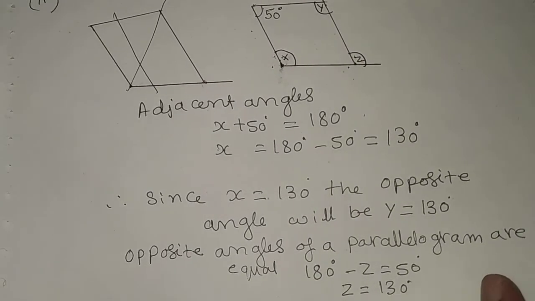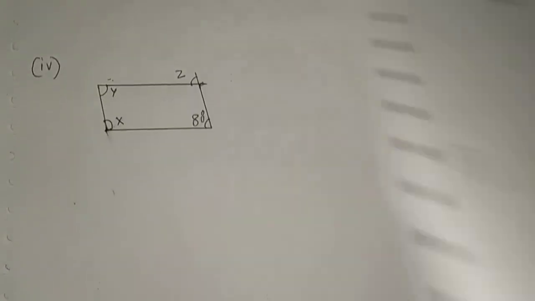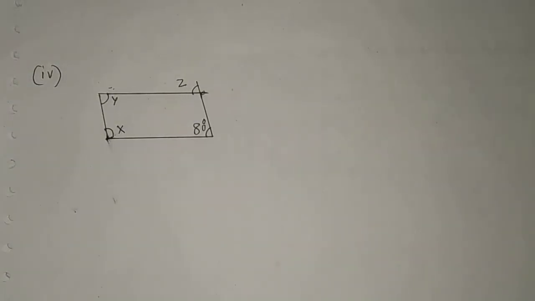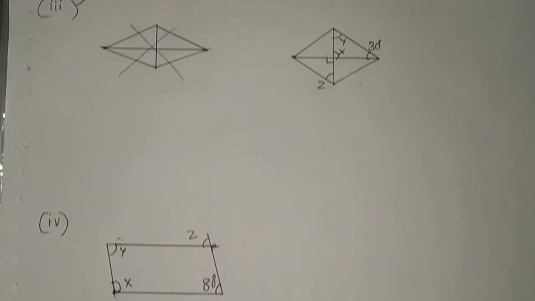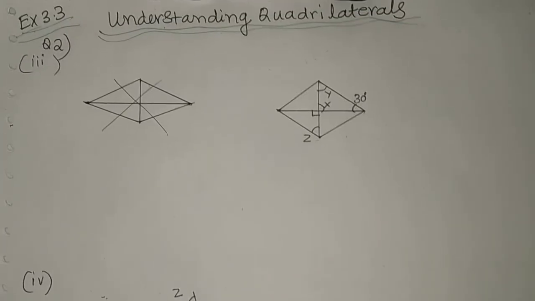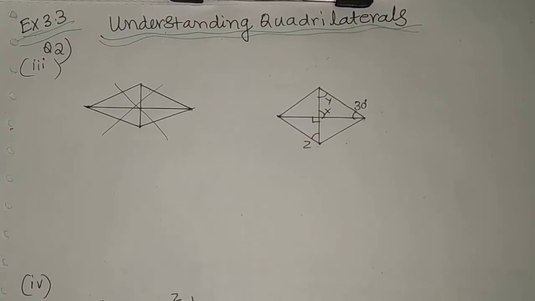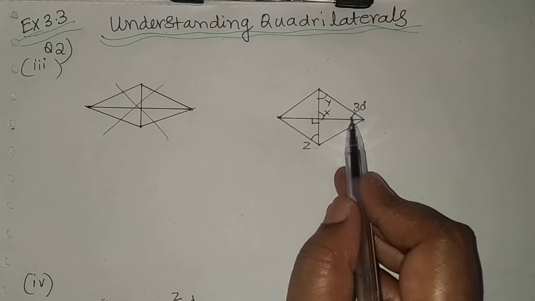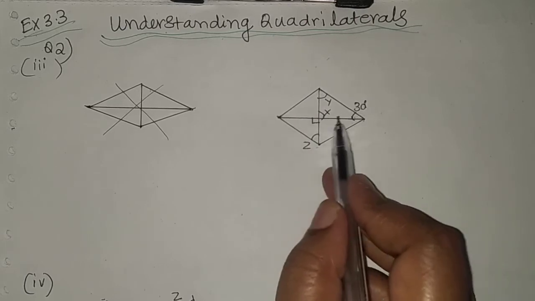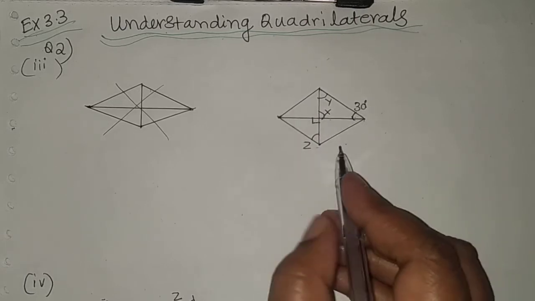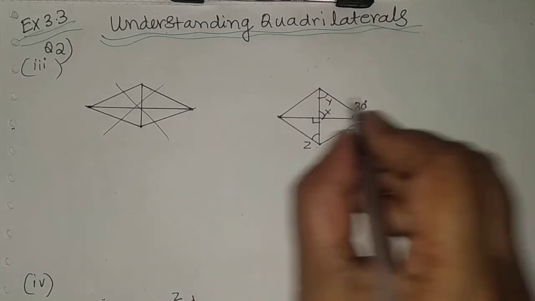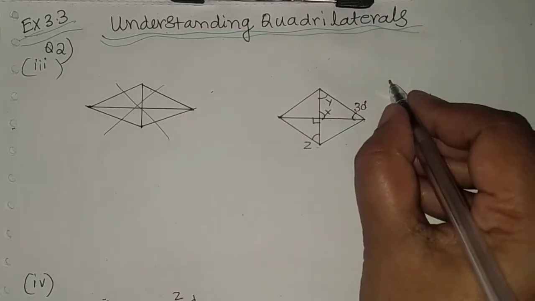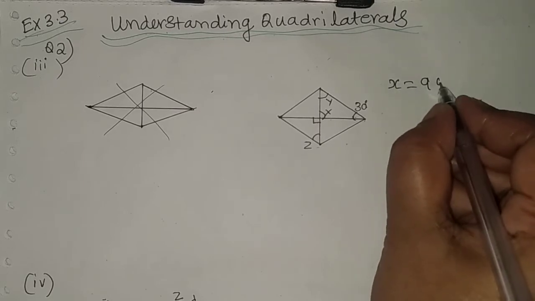We move on to the third one. Here the third one given is, see here. So here how to solve here. First X, Y, Z, and this one given is 30. Therefore we can take X as 90 degrees here. So first I'll write here X is equal to 90 degrees.